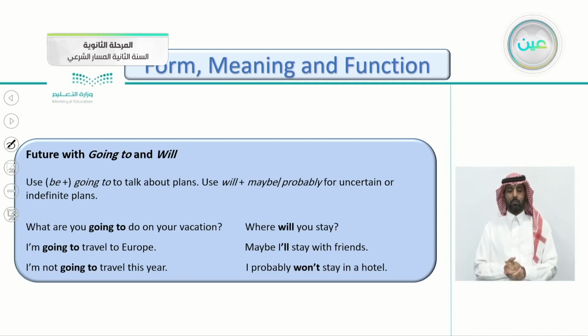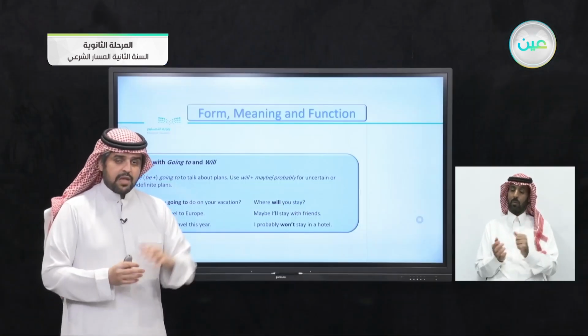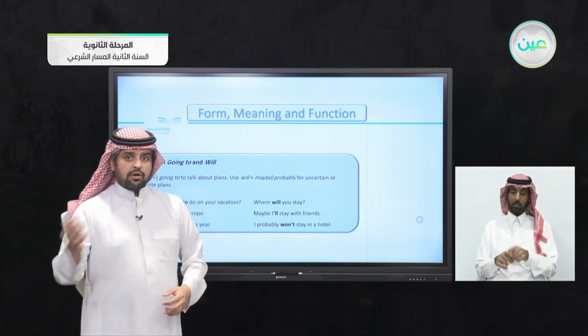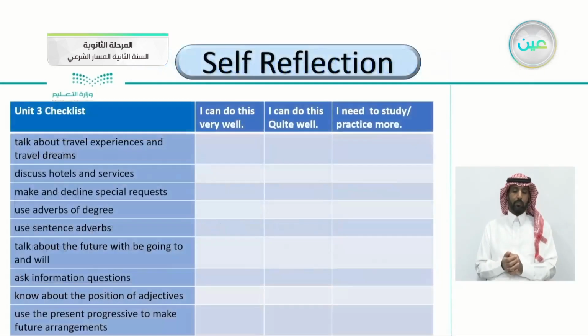For example, here when you say, what are you going to do on your vacation? The first example here. Where will you stay? I'm going to travel to Europe. So there's no maybes and probablys here. This is 100%. I'm going to travel to Europe. You're sure. You booked the plane. Maybe I'll stay with friends. You're not sure. Maybe at a friend's house or maybe at a hotel.